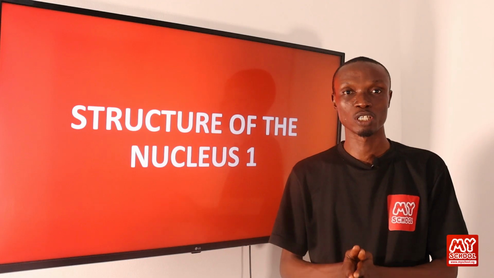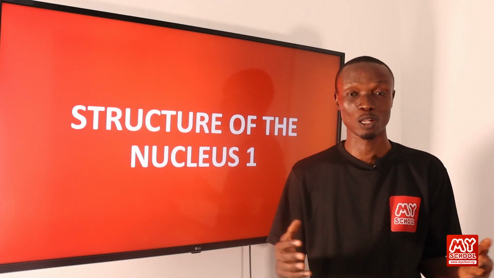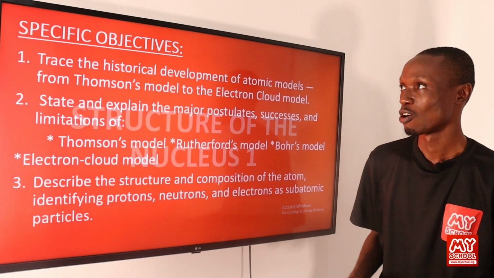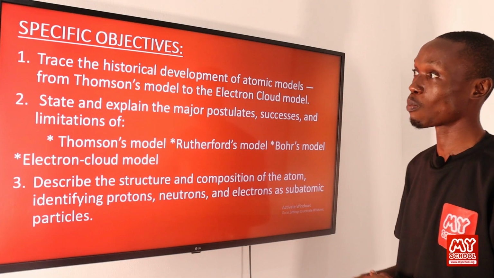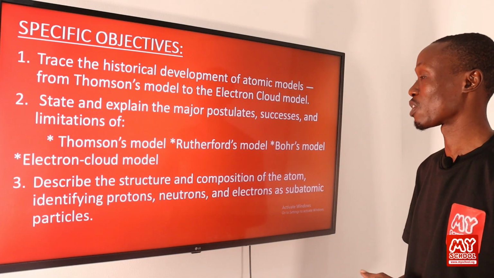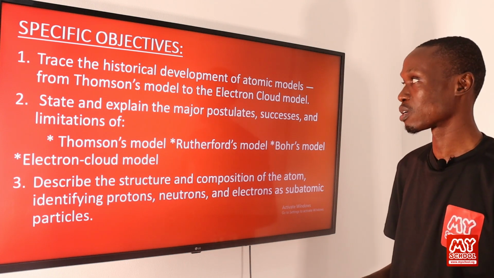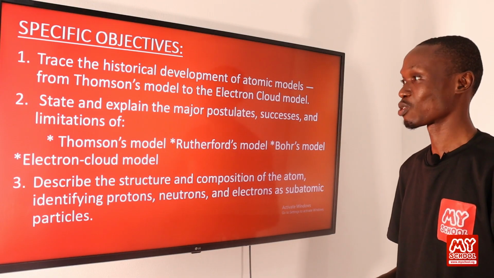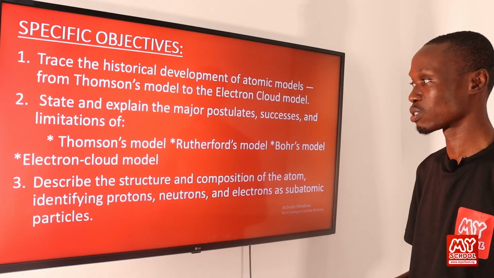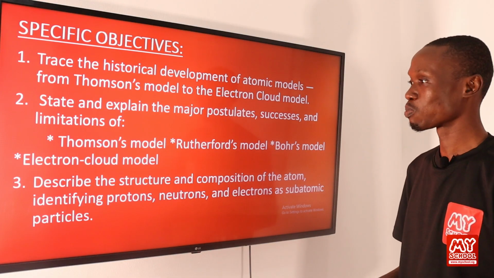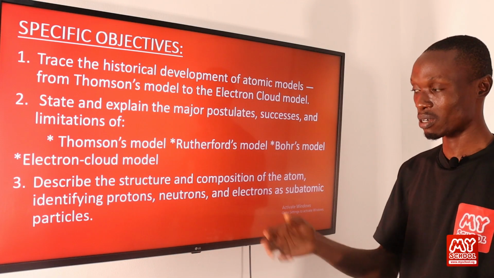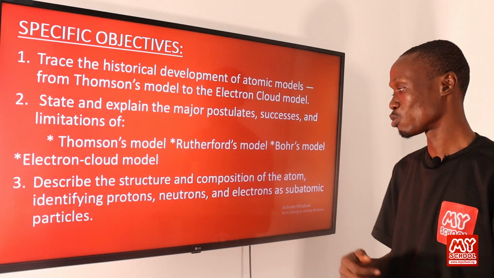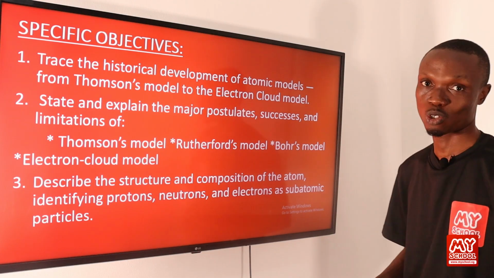Like I said earlier on, we shall be looking at structure of the nucleus part 1. So as usual, before we begin with our lesson, let's quickly run through the objectives for today's video lesson. Objective number 1, trace the historical development of atomic models from Thomson's model to the Electron Cloud model. 2, state and explain the major postulates, successes and limitations of Thomson's model, Rutherford's model, Bohr's model, and the Electron Cloud model. And 3, describe the structure and composition of the atom, identifying protons, neutrons, and electrons as subatomic particles.